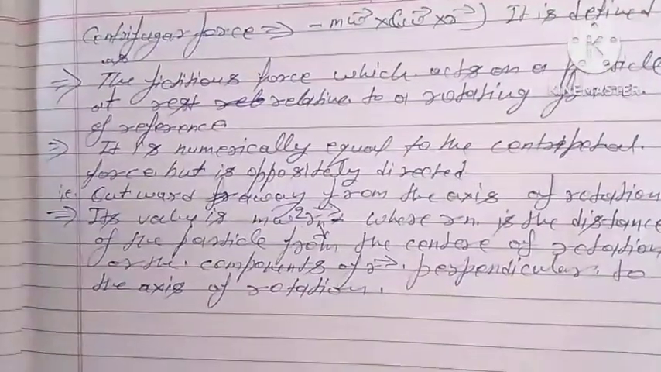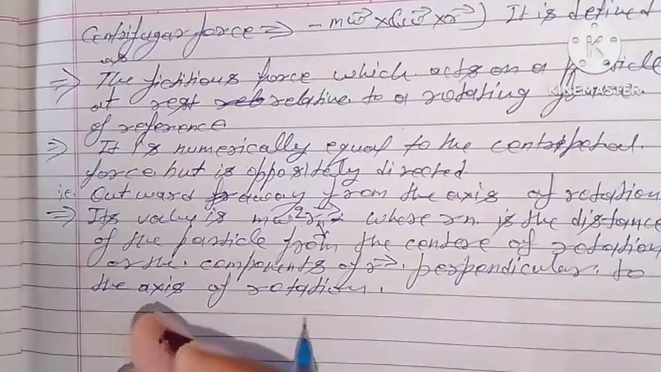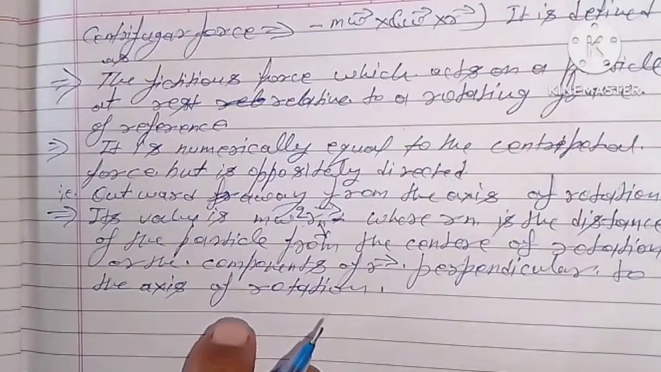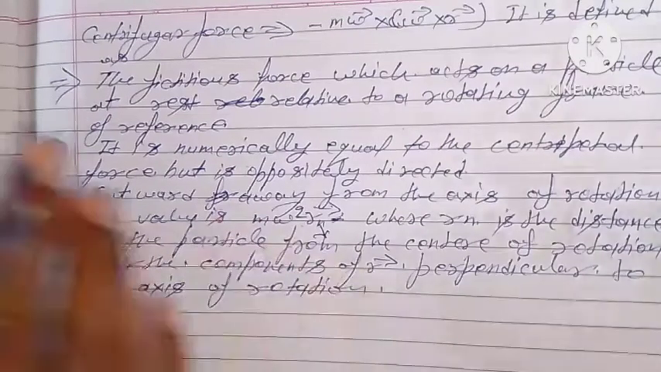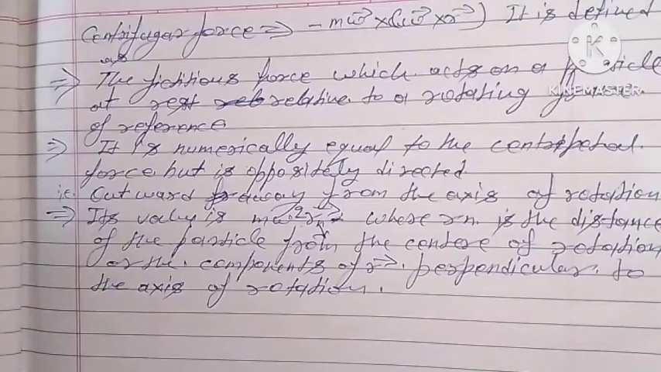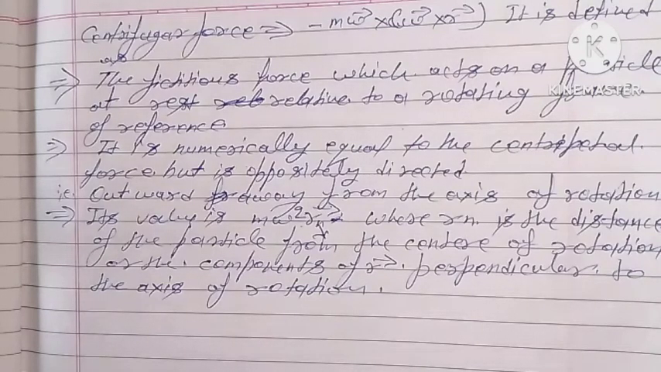It is clear from the above discussion that Coriolis and centrifugal forces are a consequence of rotation of the frame of reference, whereas centrifugal force acts on a particle at rest relative to a rotating frame of reference. Coriolis force acts on a particle having a velocity with respect to the rotating frame of reference. In other words, Coriolis force owes its existence to the motion of a particle with respect to a rotating frame of reference. Okay, thank you.